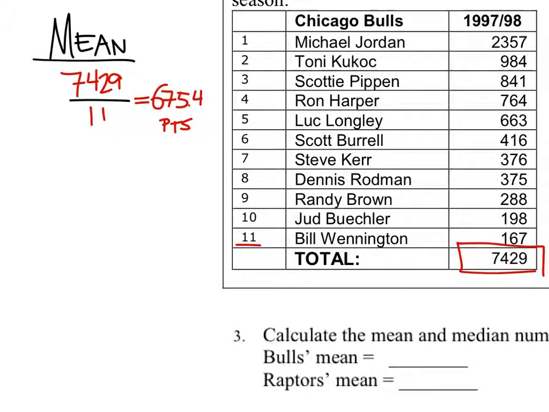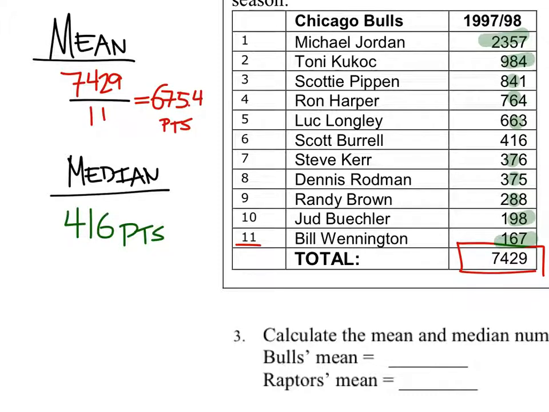Now let's find the median. So on this one, they're already in line for us. So this one cancels out with these. These ones cancel, cancel, cancel. It looks like it's right there at 416 points. All right, so we have the mean and the median for the Chicago Bulls. Now let us go in and find the mean and median for the Raptors.